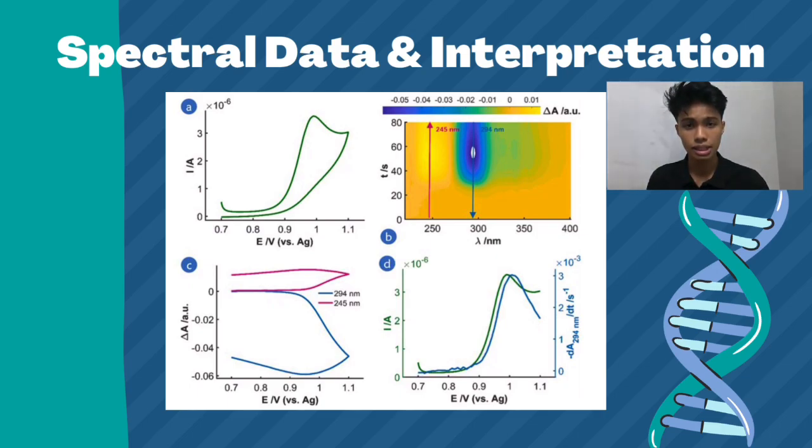To handle this, they use tools like cyclic voltammograms, CVA, and derivative voltammograms, DVA, to match spectral changes with the applied potential. This helped them isolate the ofloxacin signal even in the presence of interfering compounds.